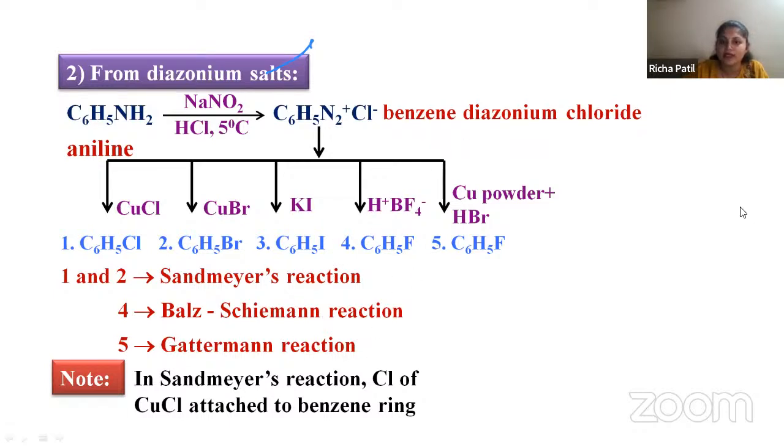So with benzene diazonium chloride, further reaction with HBF4 gives you fluorobenzene. So that is the Balz-Schiemann reaction. Then if you treat the benzene diazonium chloride with copper powder plus HBr, you get the halobenzene. This is called the Gattermann reaction.